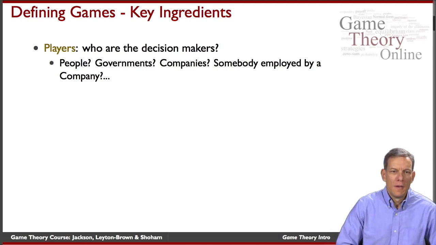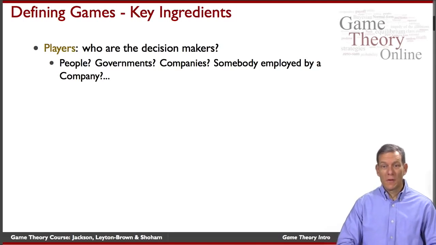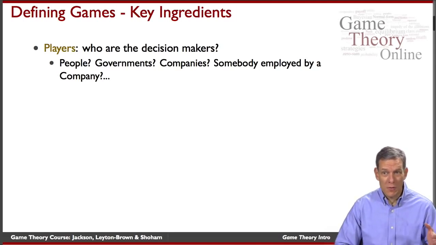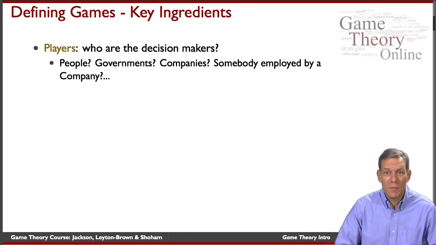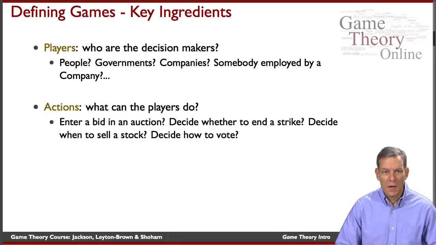Obviously, one of the most obvious ones is the players in the game. So who's making the decisions? Are they people? Are we talking about governments negotiating over trade agreements? Are we talking about companies choosing their strategies for developing new products? Do we want to get down to the point of modeling people within a firm as opposed to the company as a whole? So there's a whole series of questions about how we're going to choose the players, but they're going to be the central decision makers in what we're doing.